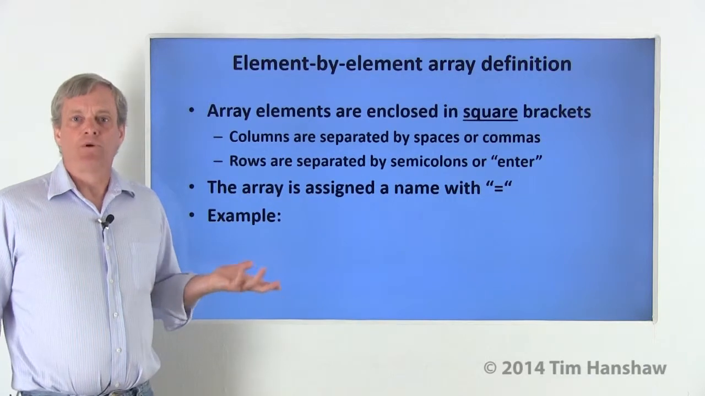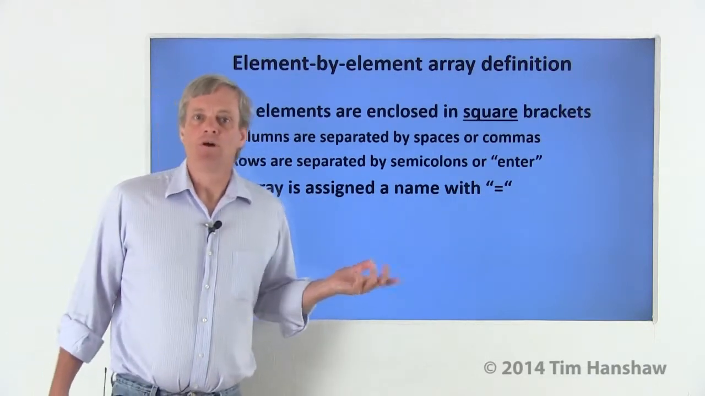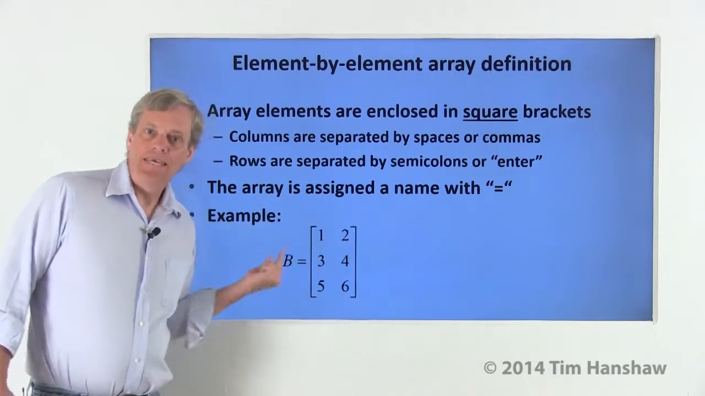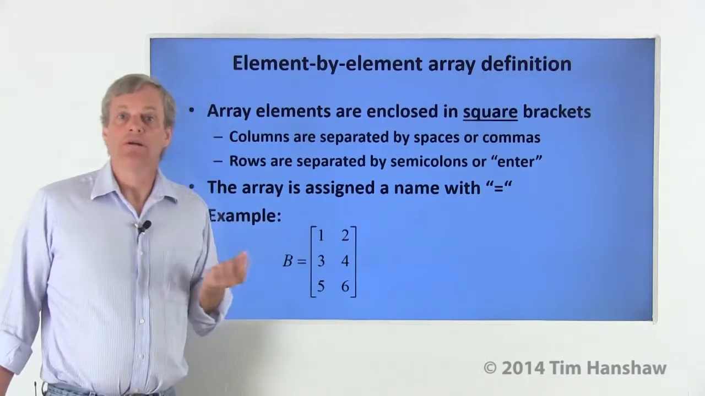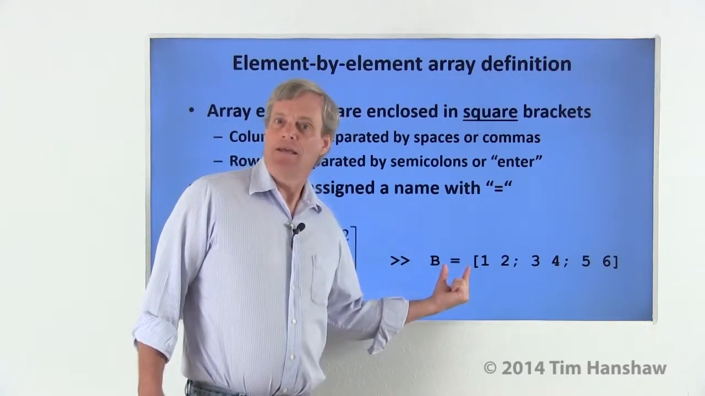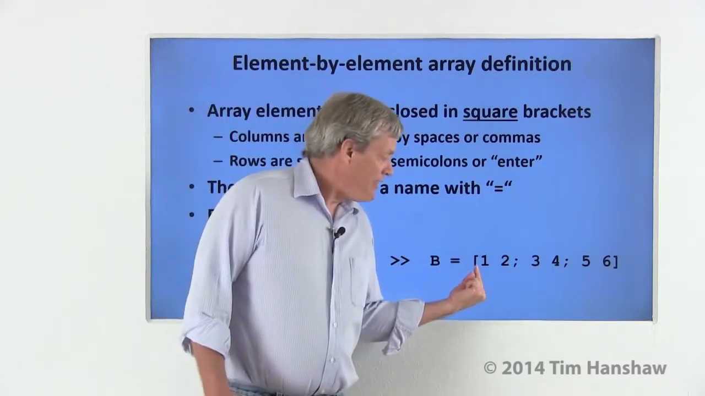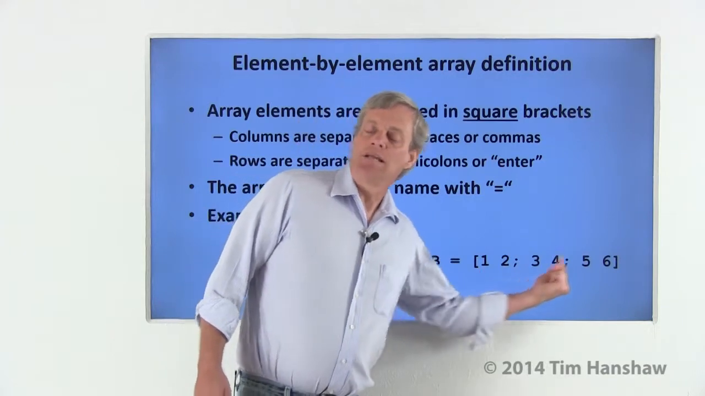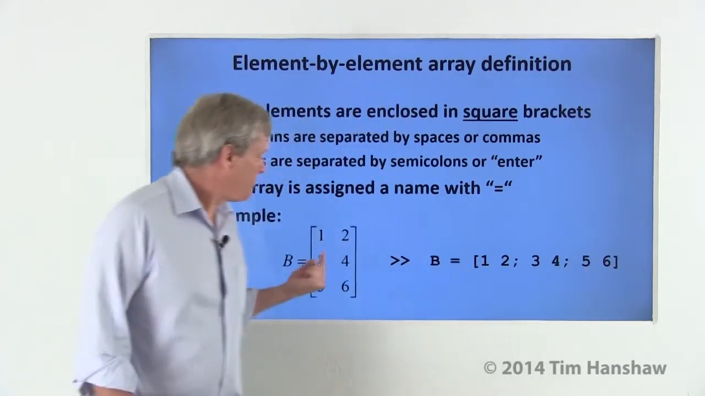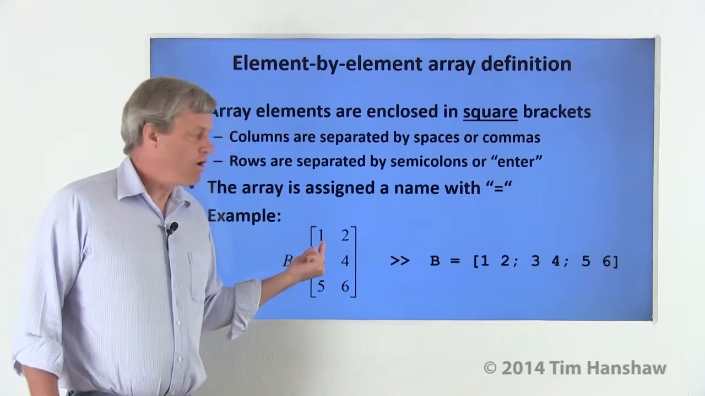This probably makes more sense in terms of some examples. The first thing I'll do is create a two-dimensional array, B, as shown here. To create this array, type the variable name, B, an assignment operator, and then an open square bracket to let MATLAB know that the values in the array are coming up. The first thing I put in is the first element in the first row.